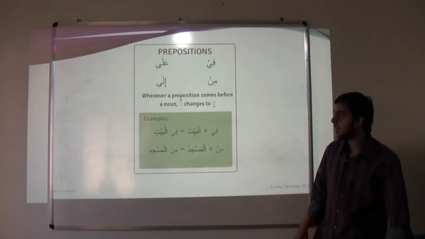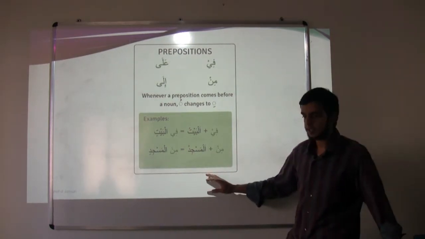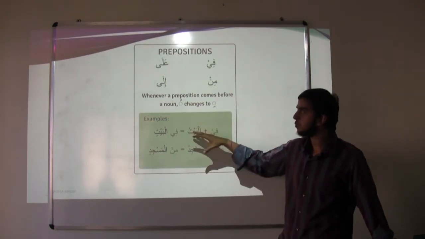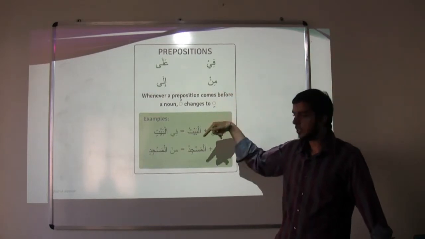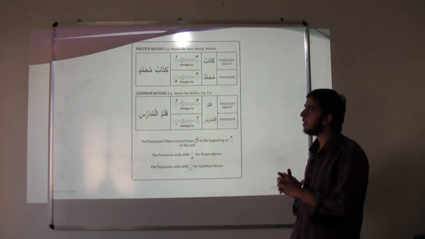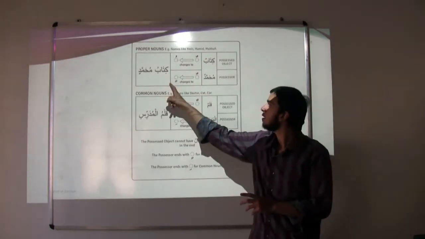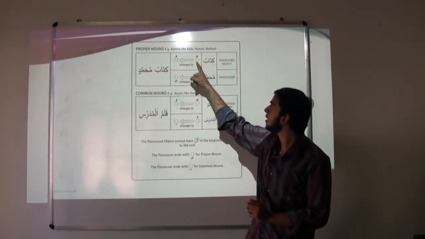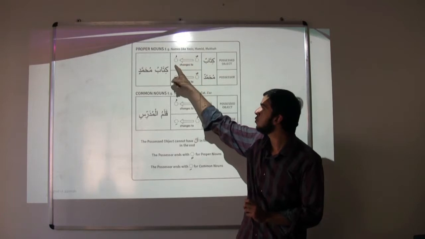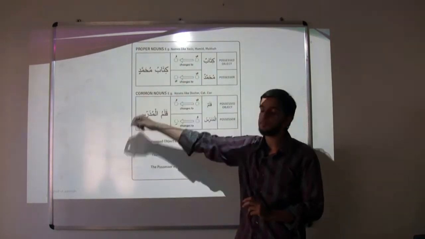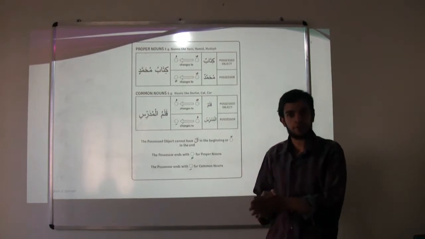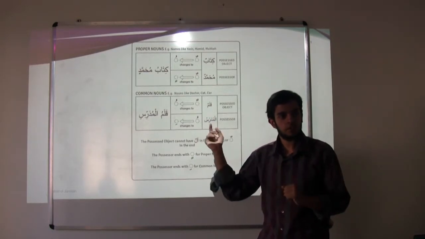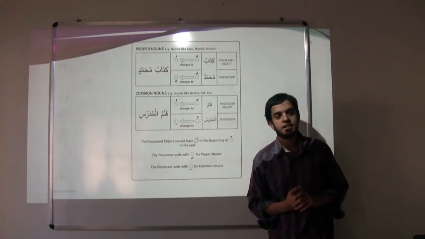Any doubts here? No doubts. So this is one of the cases in which the color changes from red to green. Another case where it changes from red to green is here. Here there is no change in color. And then kitabun becomes kitabin, and then Muhammadun becomes Muhammadin. So those are the two for now. What we have learned is these are the two cases in which the color changes from red to green, from nominative case to genitive case.